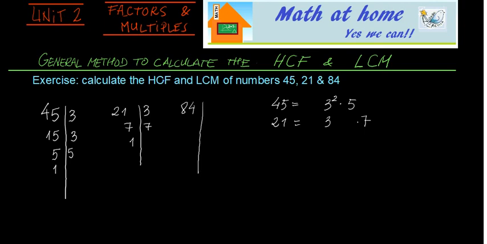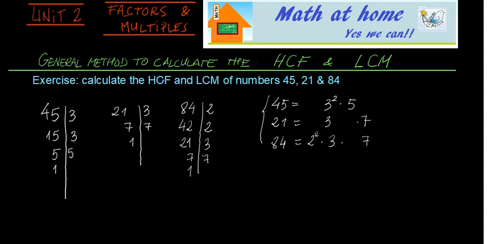84. Is it divisible by 2? Yes, it is, because it ends in an even number. So when you divide, you get 42. Is it divisible by 2 again? Yes, it is. Now it's divisible by 3 and by 7. Perfect. So we have done the prime factor decomposition of the three numbers. We have the three factorizations here in column.